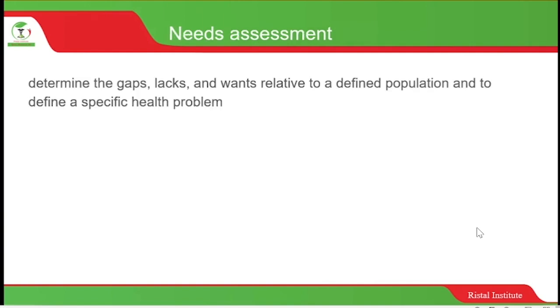Then for needs assessment, this one you just determine the gaps, the lacks, the wants relative to a defined population and to define a specific health problem. This one helps you to prioritize problems, as I said earlier. It helps you to prioritize problems, then you set objectives, and it also guides you in planning and resource allocation.